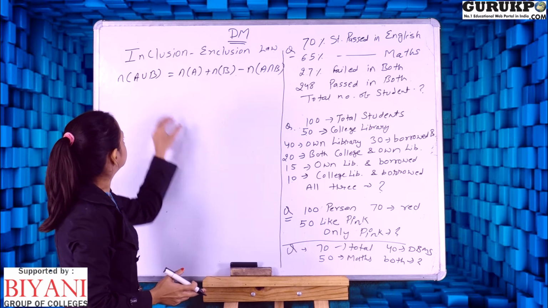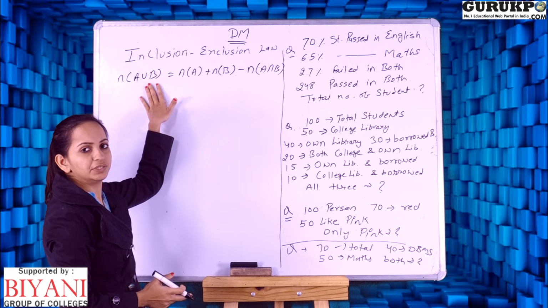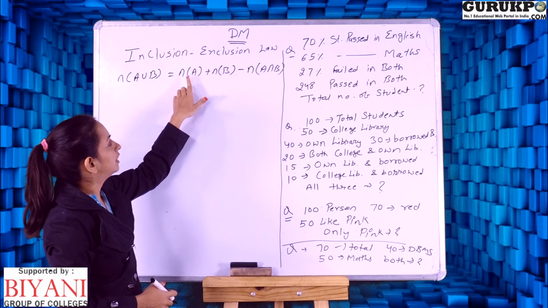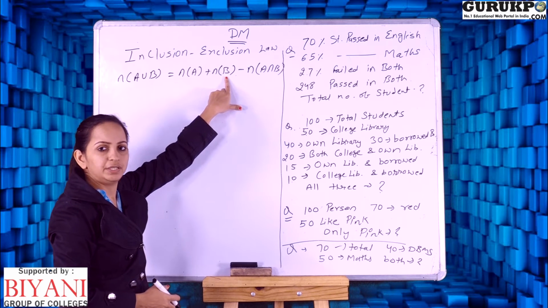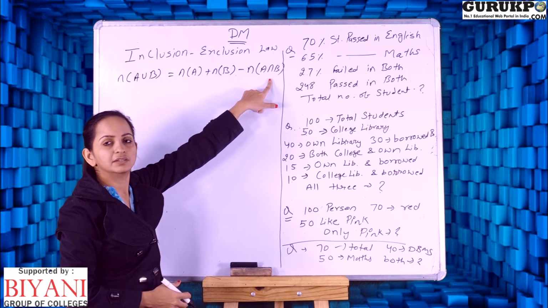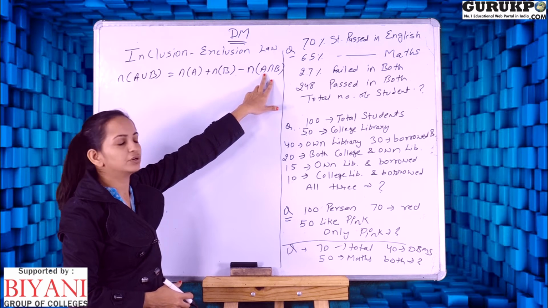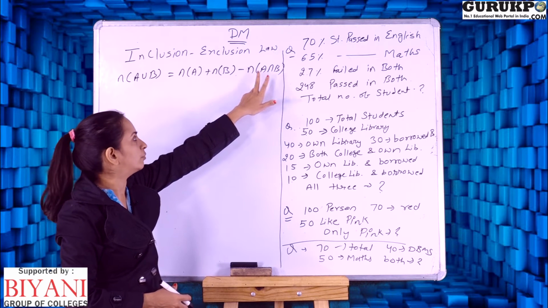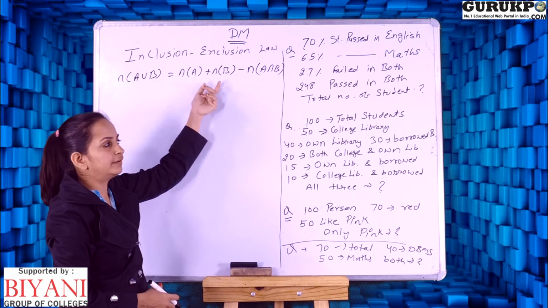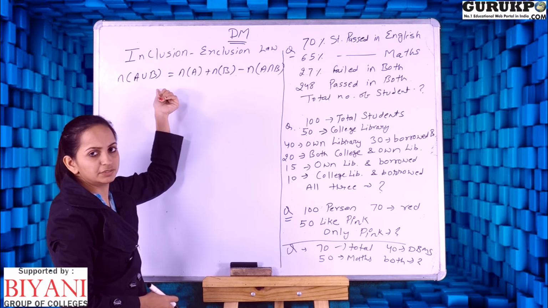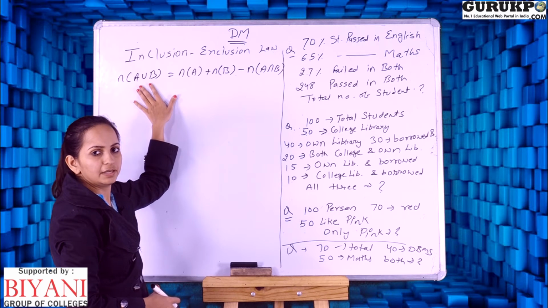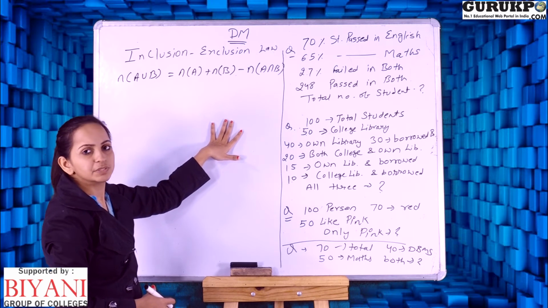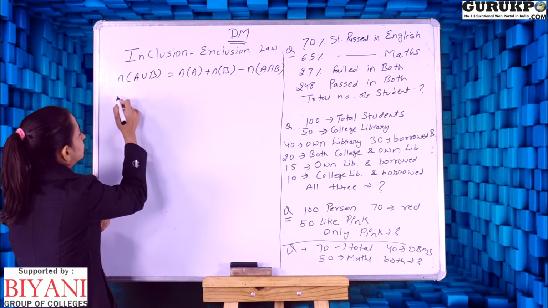What does it say? It says that the number of elements in the union set A union B is equivalent to the number of elements in set A plus the number of elements in set B minus the number of elements in the intersection of these two sets. That means the common elements. We subtract the common elements and we find the number of elements in the union set. This inclusion exclusion principle is for two sets A and B. If you want to expand this principle, you can get it for three sets also.